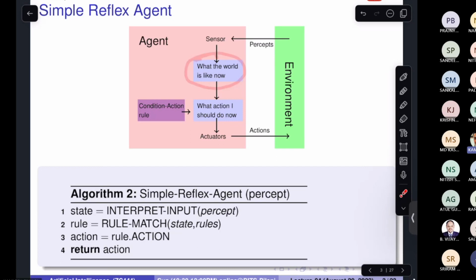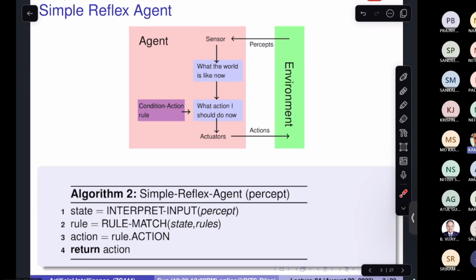If there is a fly coming with a fast speed in front of my eyes, or a red light blinking in front of this, then I have condition-action rules that tell me that in this condition you have to do this. So by this you find out what action I should do, and for that action you actuate the right kind of actuators, and then the action happens.